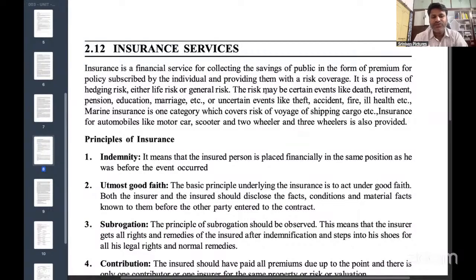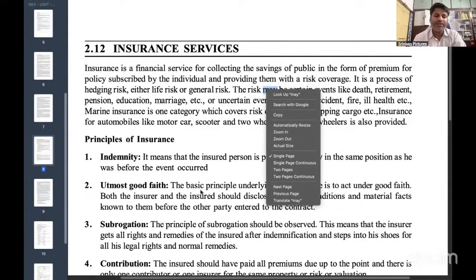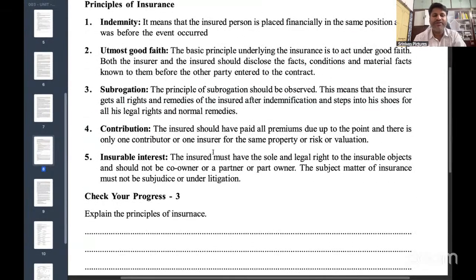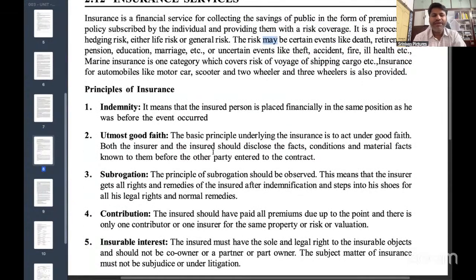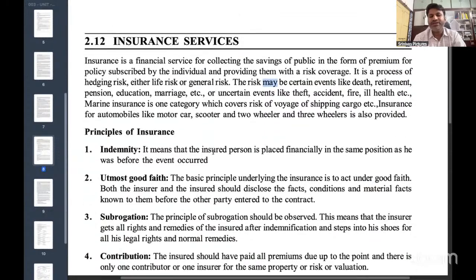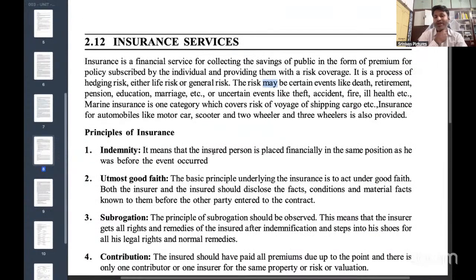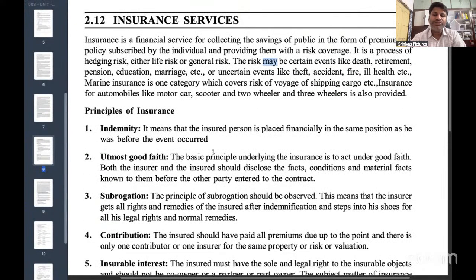Whatever insurance we are going to pay, that is under the guidelines of IRDA. So insurance principles: indemnity, utmost good faith, subrogation, and contribution. These are the various principles of insurance. Indemnity means what? When we are providing insurance, two parties are involved, insurer and insured. Insurer means the provider, those who are providing the insurance, we call them insurance companies. And indemnity means the insured person is placed financially in the same position he was in before the event occurred.